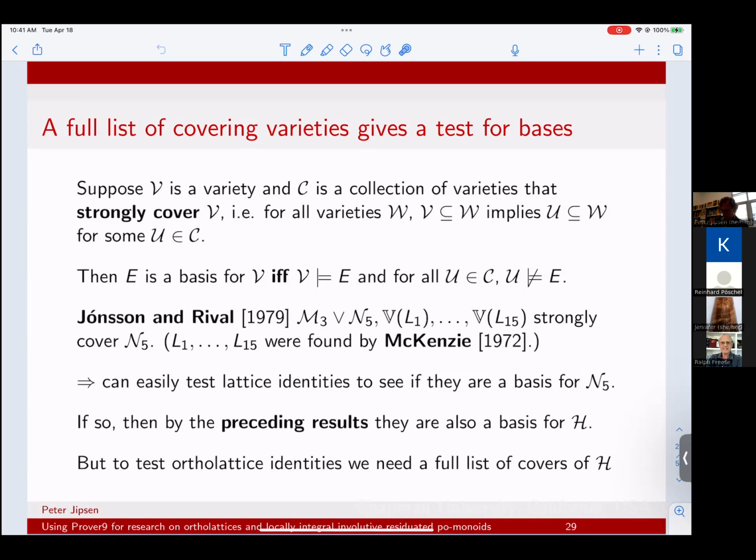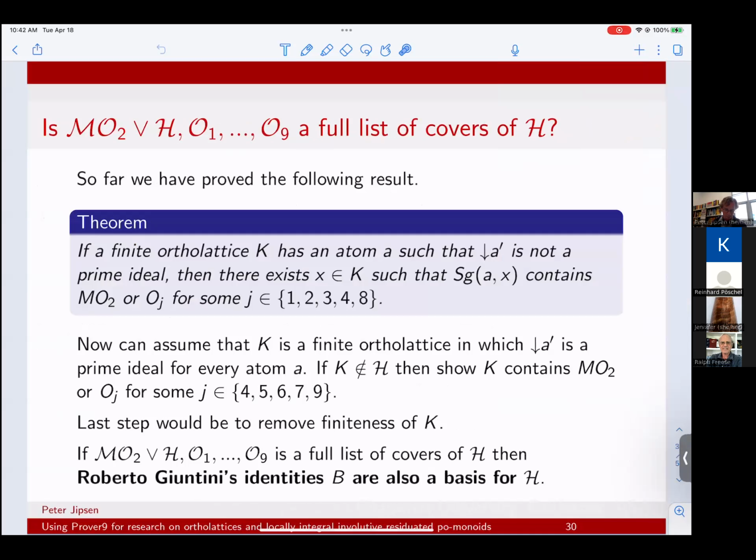Since the pentagon's lattice equations also give you an equational basis for H, that's giving us a variety of bases now for H. But if we wanted to test Roberto Giuntini's proposed basis, it had ortho complements in it. And so there we would need the full list of covers of H. And so far we just have some partial results.